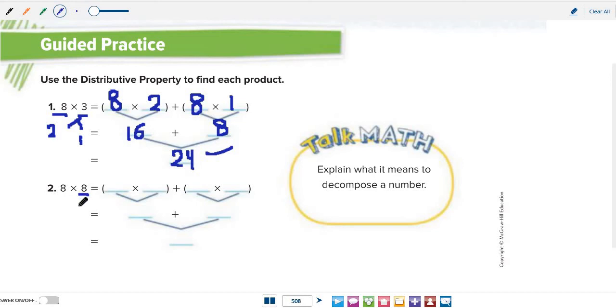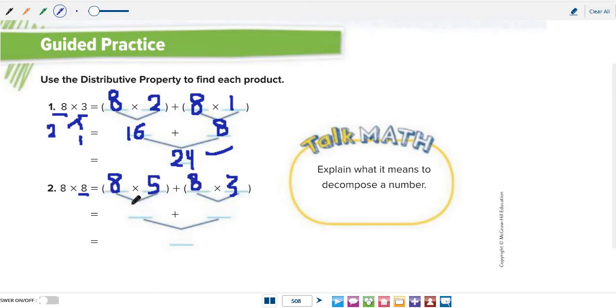We can decompose it into 4 plus 4. We can decompose it into 6 plus 2. We can decompose it into 5 plus 3. Or we can decompose it into 7 and 1. But you know, finding the multiples of 5 is so easy. So it's a good idea to decompose number 8 into 5 and 3. So we will keep the first factor as is. It's 8.